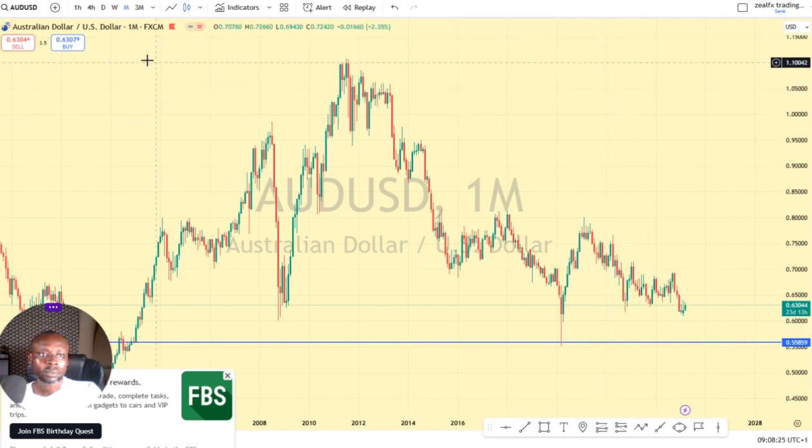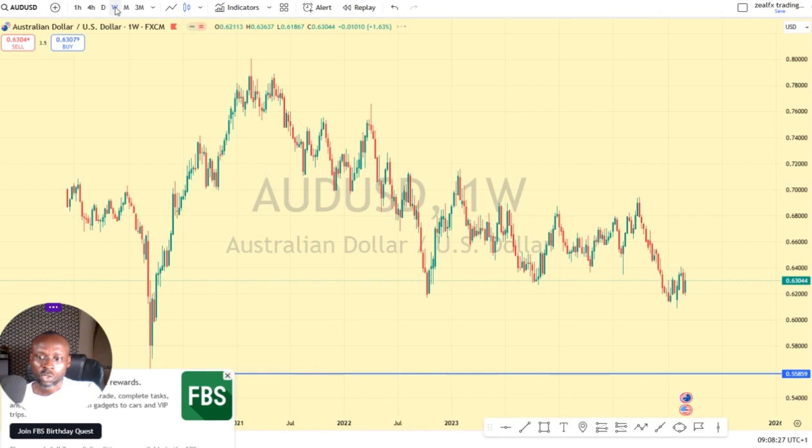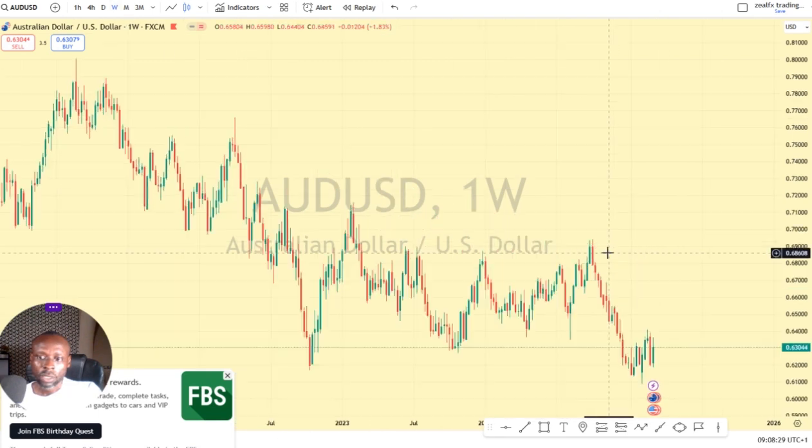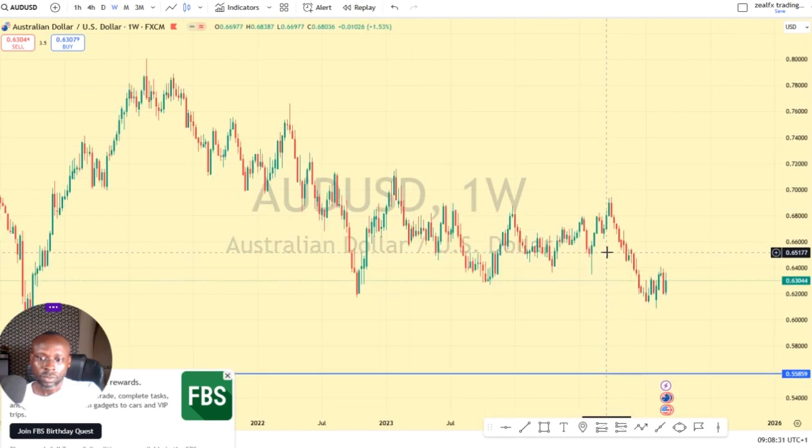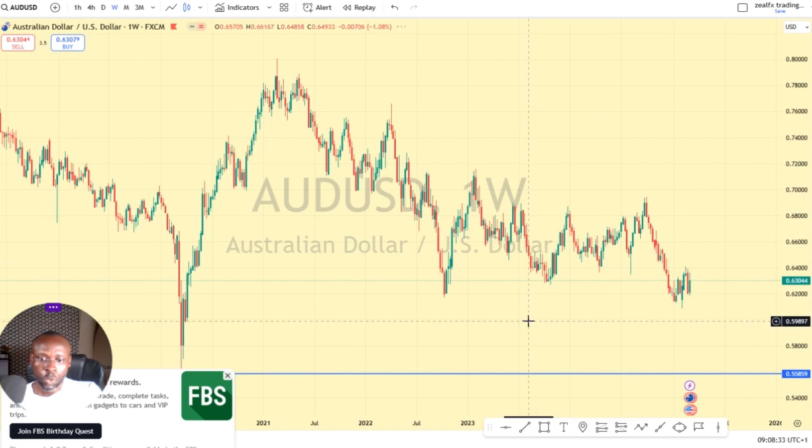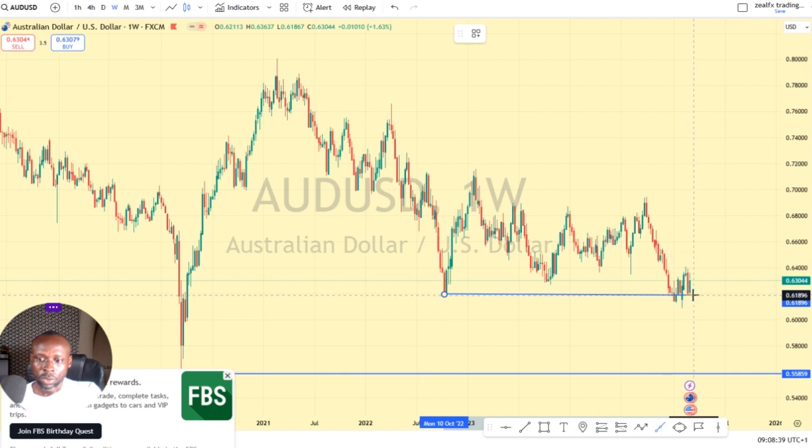So let's look at the weekly chart of the Australia USD. On my weekly chart, you can see that price has closed below this weekly swing level. So long as price closed below this weekly swing level, this confirms the structure that Australia USD has resumed downtrend.